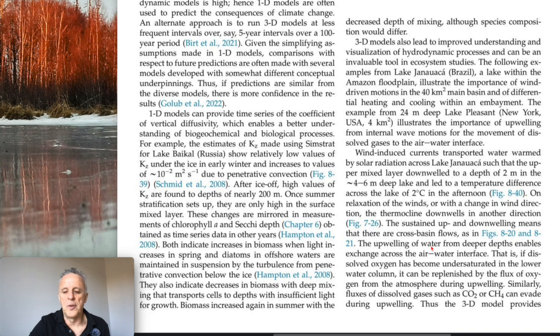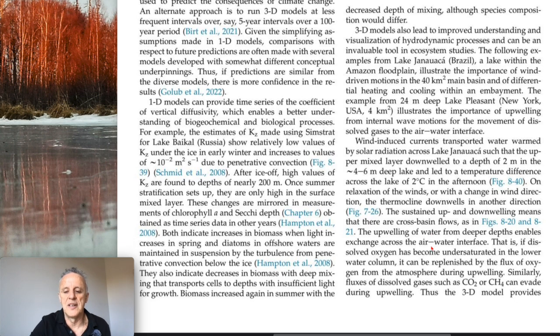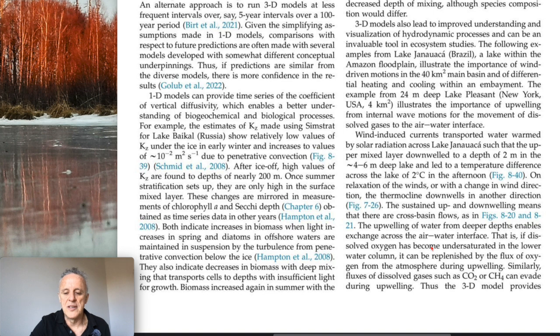Wind-induced currents transported water warmed by solar radiation across Lake Janauacá, such that the upper mix layer downwelled to a depth of 2 meters in the 4 to 6 meter deep lake and led to a temperature difference across the lake of 2 degrees centigrade in the afternoon. On relaxation of the winds, or with a change in wind direction, the thermocline downwells in another direction. The sustained up and downwelling means that there are cross-basin flows, as in figures 8.20 and 8.21.